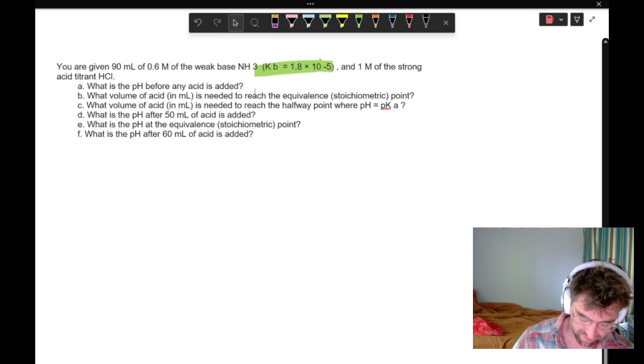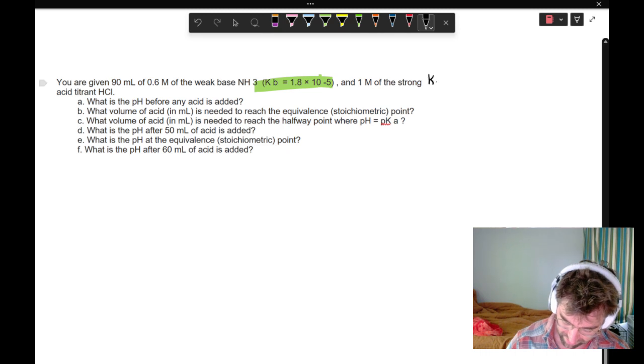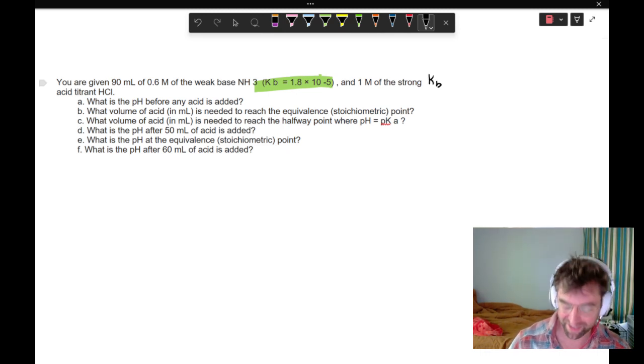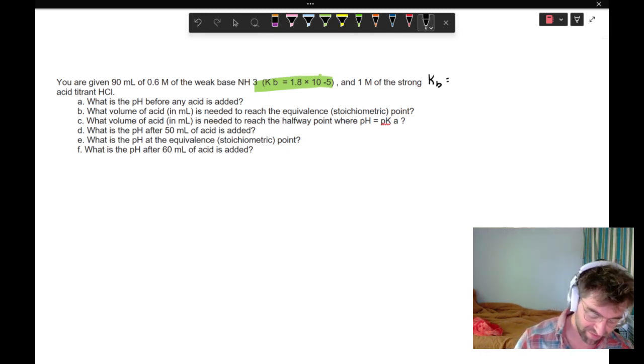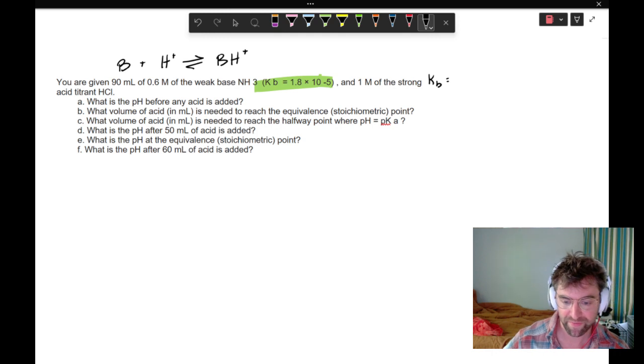Before we even get started, let's remember some of those things that we needed to get started here. So now we're doing a weak base, so we'll note this B, with a strong acid, which is a source of protons. And this is going to form our conjugate acid, which we'll notate as BH+.